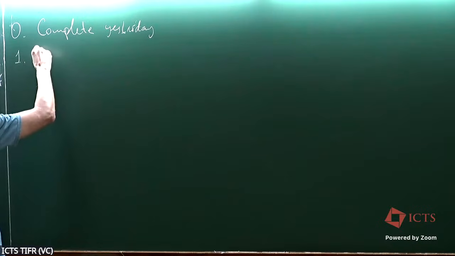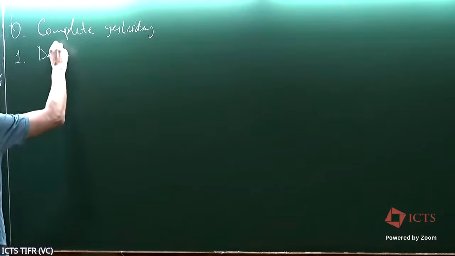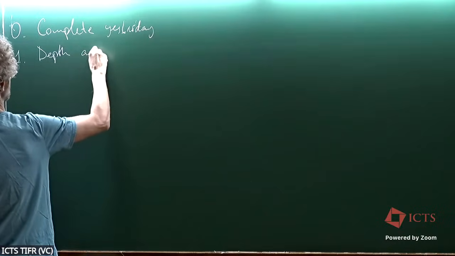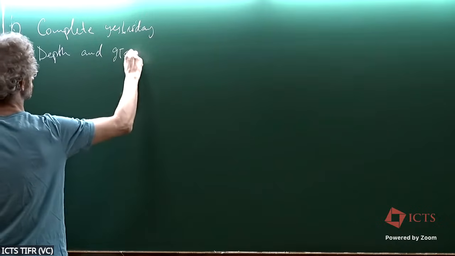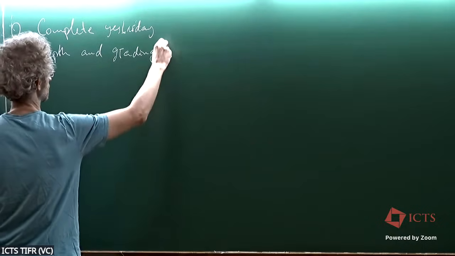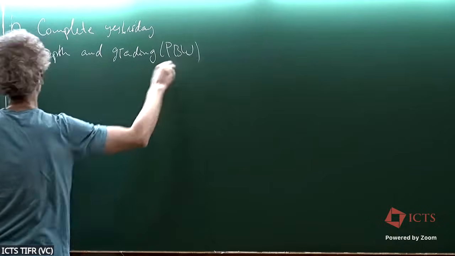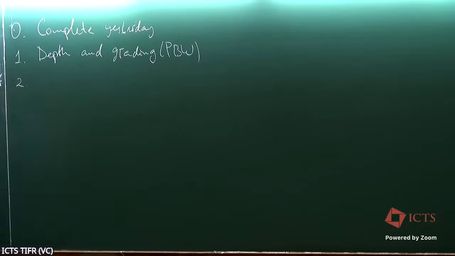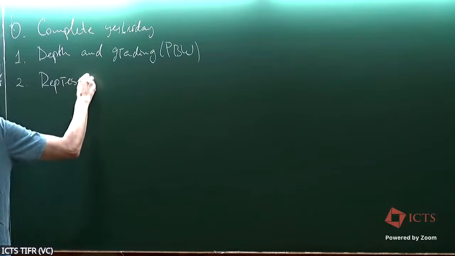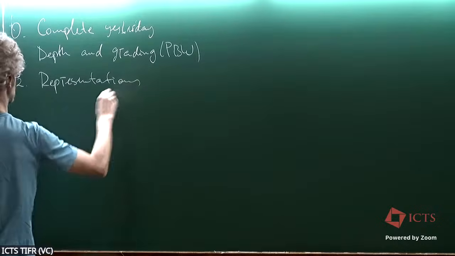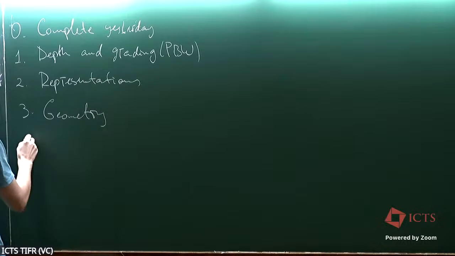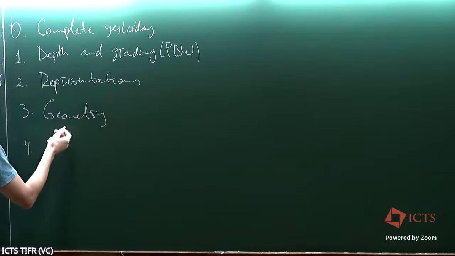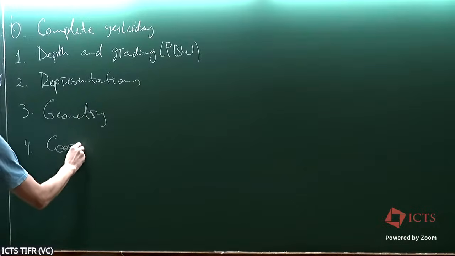So let me say that this is a notion of depth and gradient, PBW. And then I'll say what is the representation side of the story. Then I'll pass to the geometry. And finally, I'll say something about, well, coordinate rings and combinatorics of the coordinates.